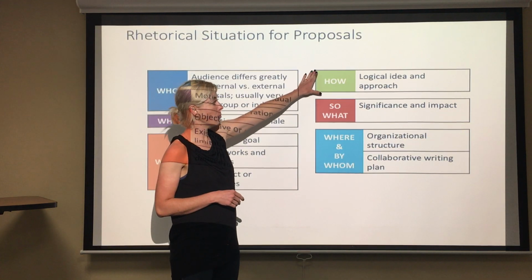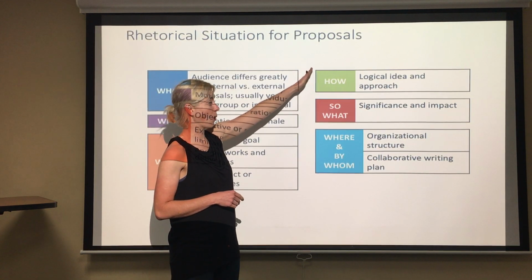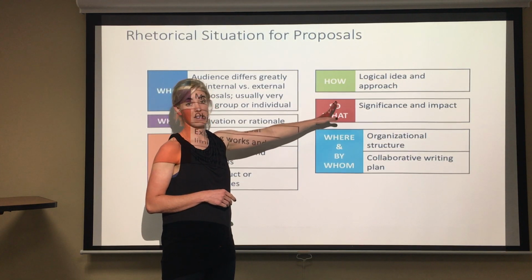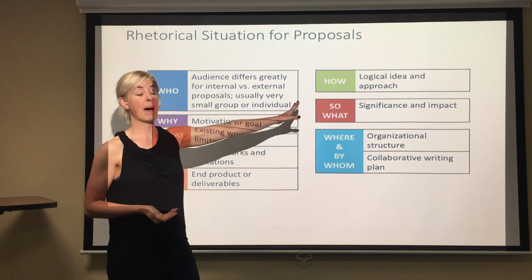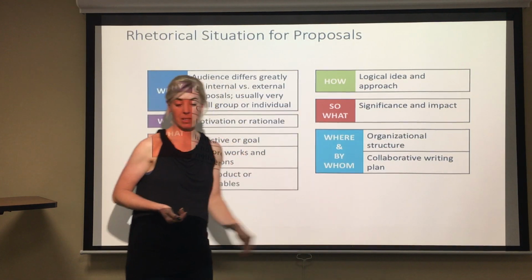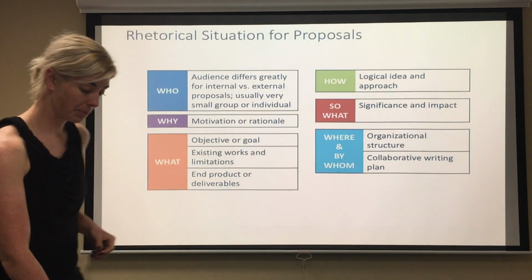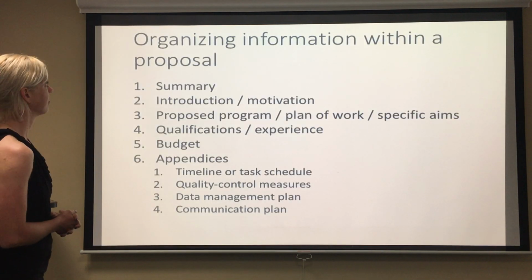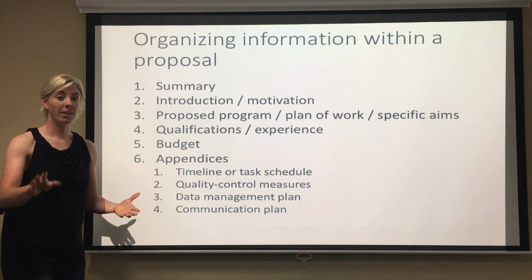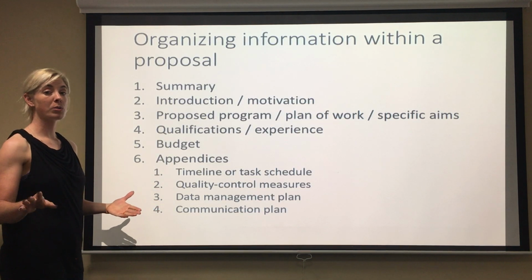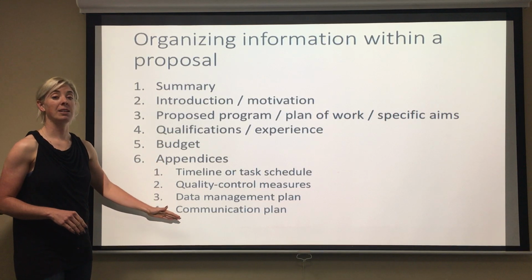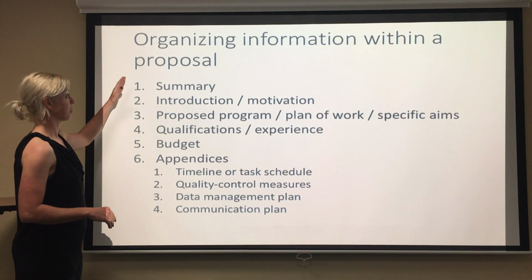We spend the bulk of the proposal describing how we're going to do this, and then any sort of significance and impact is always tied back into the readers and their organization. And again, this is often a collaborative writing activity. All right, so in general, and again, this will vary from proposal to proposal, this is the type of structure you can expect to see in a research proposal.